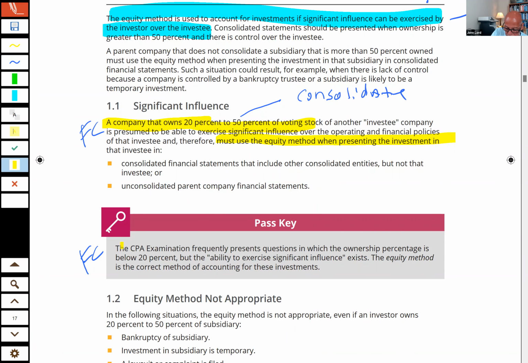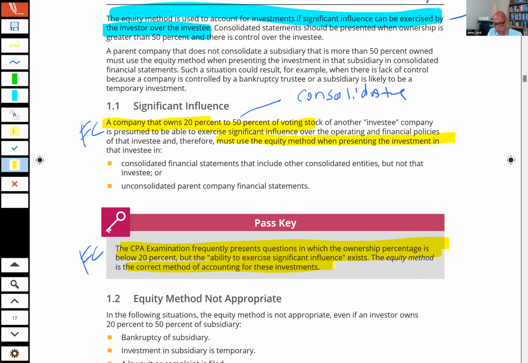They tell us that the CPA exam frequently presents a question in which the ownership percentage is below 20%, but we still have the ability to exercise significant influence. Then the equity method would still be appropriate. For example, we own, say, 18% of the stock, but nobody else owns more than 2% of the stock. Well, as the major stockholder, we would then be considered to exert significant influence.